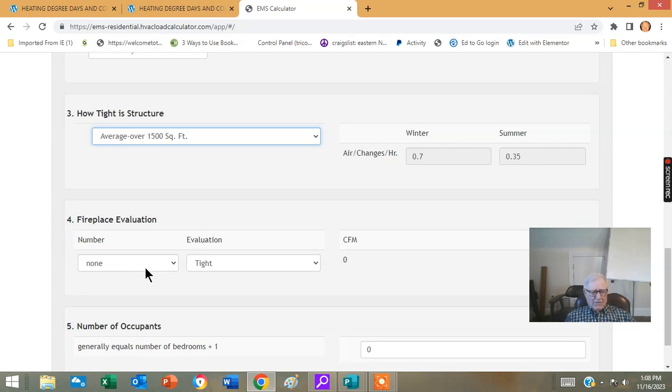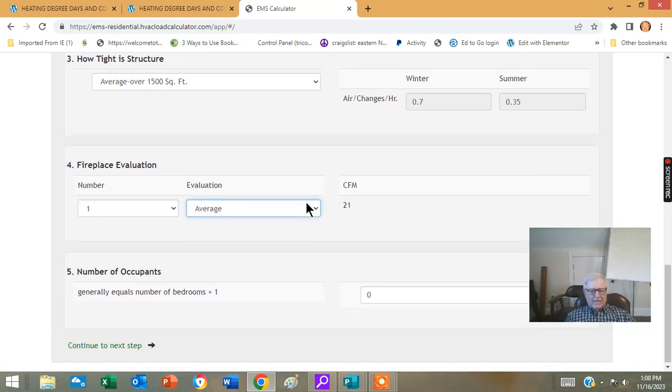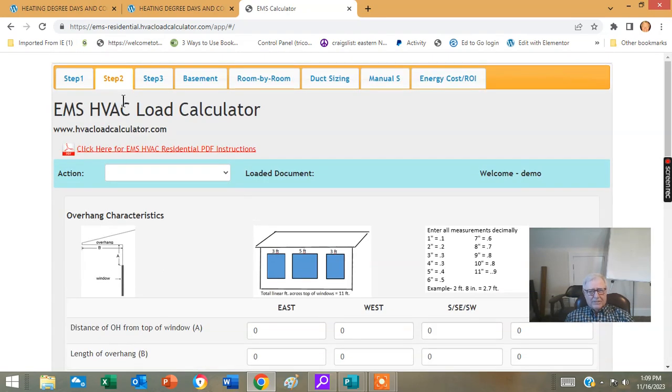All right, now we're talking about fireplace. The house has one fireplace, and it's of average tightness. And the number of occupants. Generally, it's the number of bedrooms plus 1. We've got a 3-bedroom house. Add 1 to it, so there are four occupants in the house. Okay, we took care of step 1. Let's go to step 2, which is the next step right here.